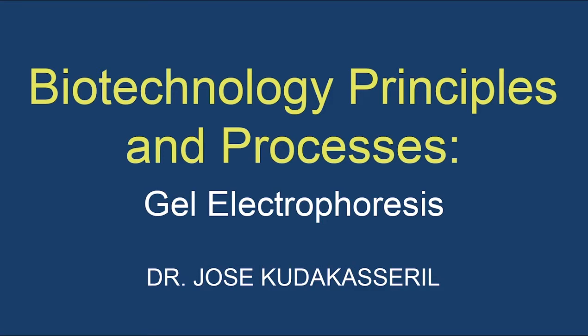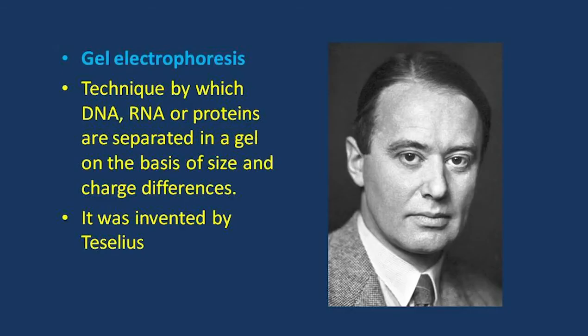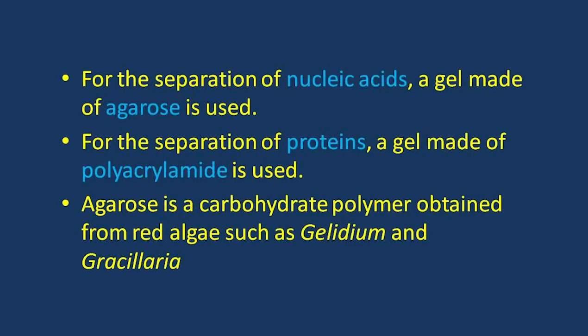Today I am going to talk about one of the important techniques in biotechnology, namely gel electrophoresis. Gel electrophoresis is a technique by which DNA, RNA, or proteins are separated in a gel on the basis of size and charge differences. It was invented by the scientist Tiselius. If you are separating nucleic acids such as DNA and RNA, an agarose gel is used. But if you are separating proteins, a polyacrylamide gel is used.